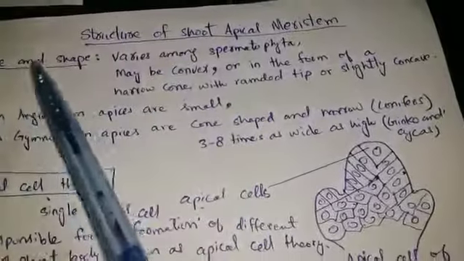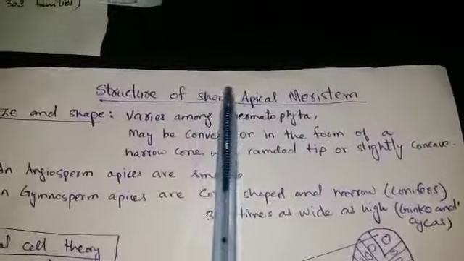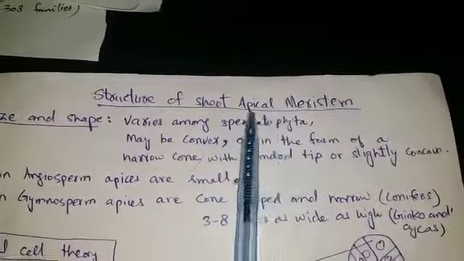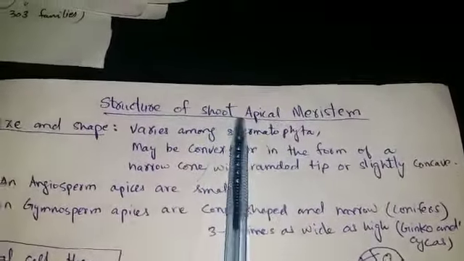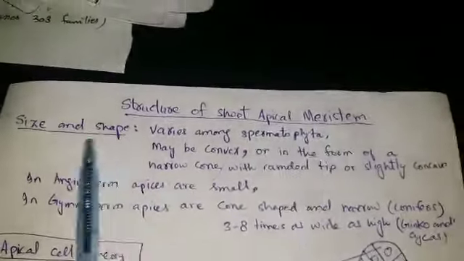Now the topic is structure of shoot apical meristem. Shoot stands for the stem, that is, the apical meristem that is present at the tip of the stem. It's called shoot apical meristem. First of all, the size and shape.